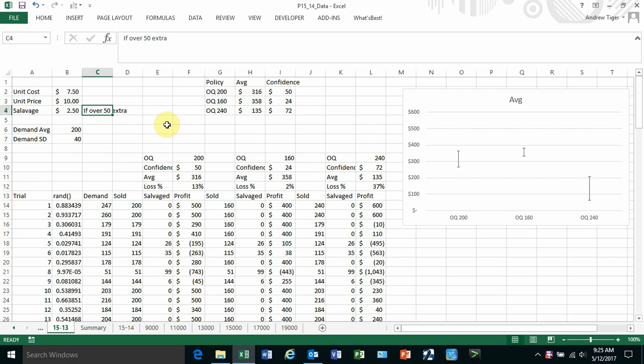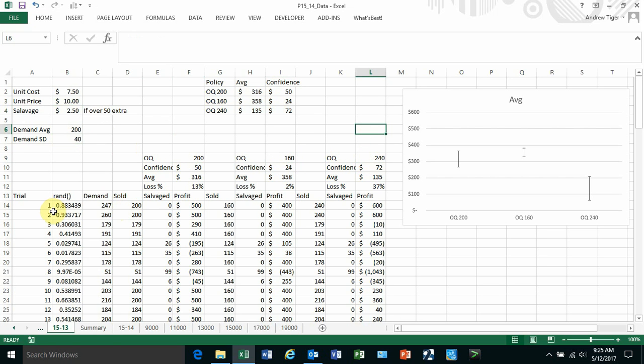However, we only can send them back if we have more than 50. The first 50, if you have less than 50, you can't send those back. The demand is normally distributed with a mean of 200 and a standard deviation of 40. And the trick is we're trying to figure out what our order quantity should be.